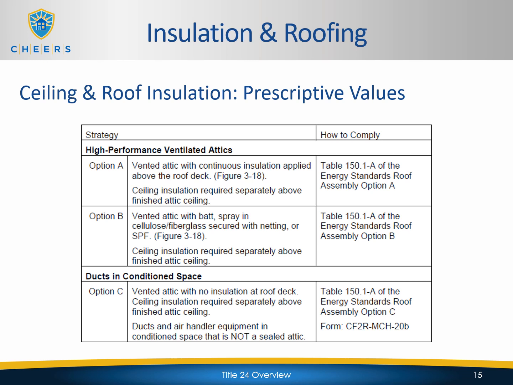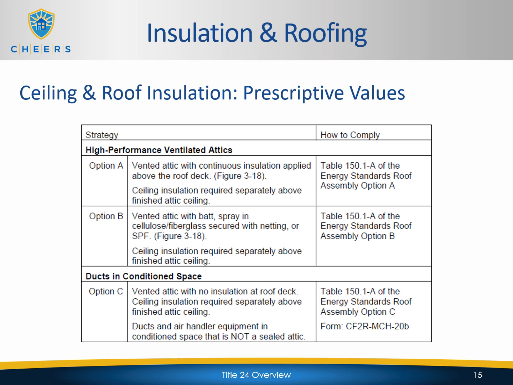Essentially, this requires insulation to be installed both at the roof deck as well as at the ceiling level. These are just standard ventilated attics, so you're still going to have regular attic ventilation, but we're now having insulation at two different points. Option A is going to be that vented attic with continuous insulation applied above the roof deck. So this is on the outside of the roof sheathing, and then as always, ceiling insulation required above the finished attic ceiling in the normal place you would see it.